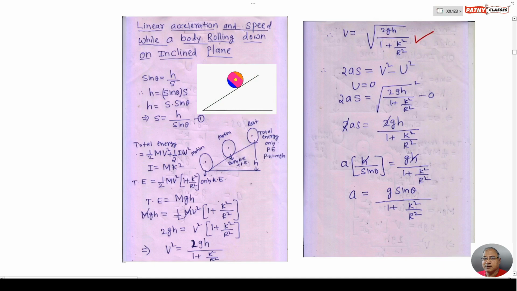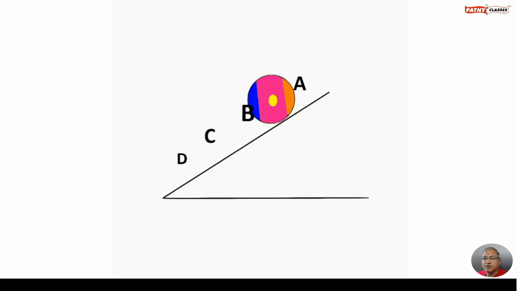This is the rolling body. When the body is rolling down from top to bottom, it suffers acceleration. So what is the expression for acceleration? And the idea to find the acceleration of the rolling body, here also I am going to help you. I am going to give you the idea of how to find the linear acceleration of the rolling body.